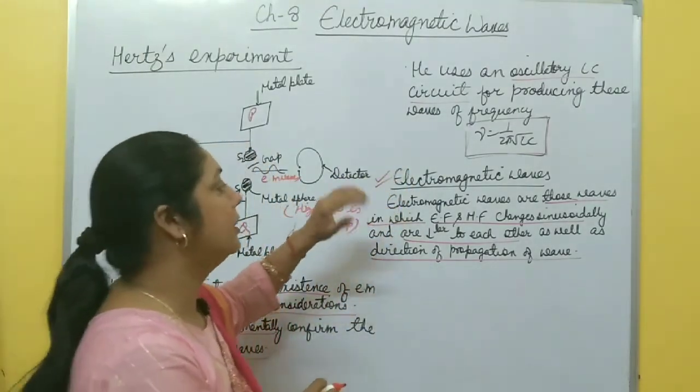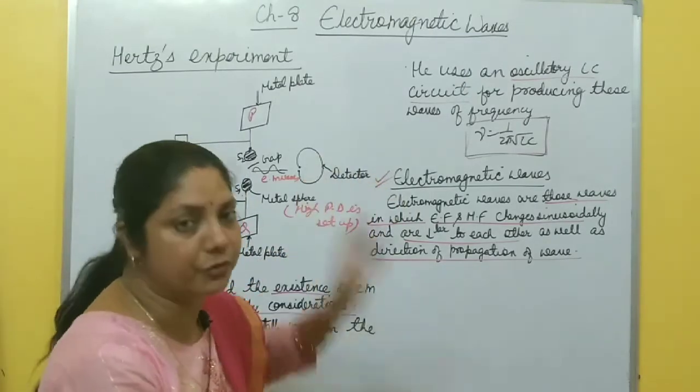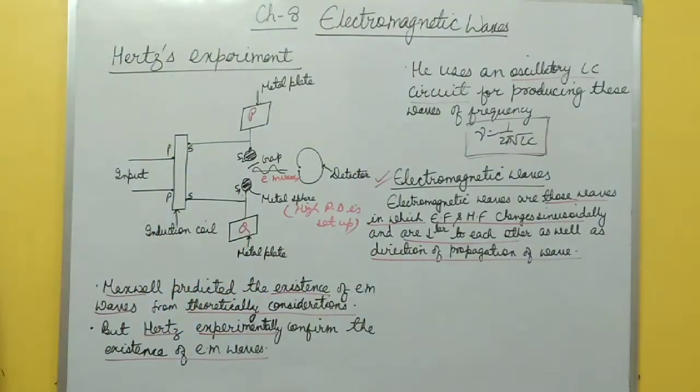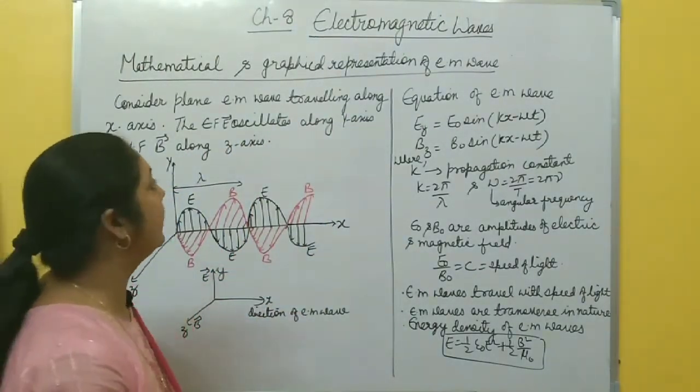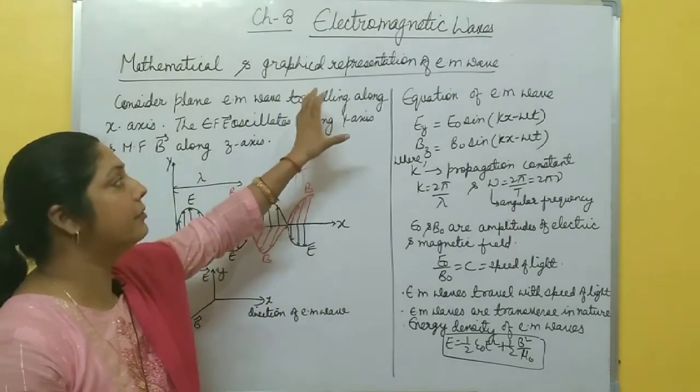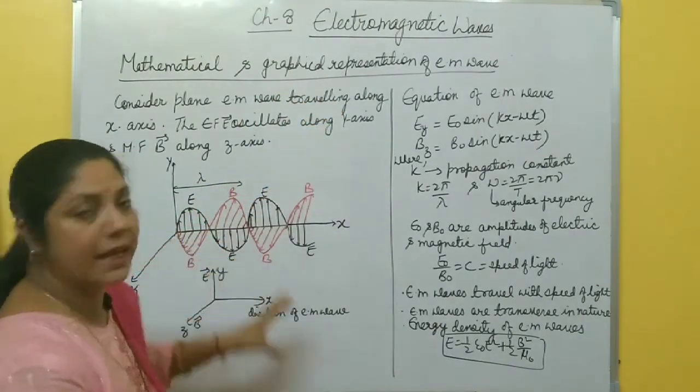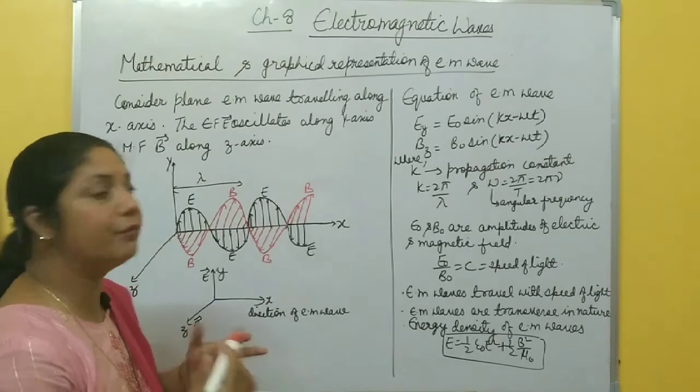With the help of graph also and with the help of equations also. So I will do that one after this. Please take a screenshot of this one first. Now, mathematical and graphical representation of electromagnetic waves. How electromagnetic waves are represented graphically as well as mathematically, it means with the help of equations.